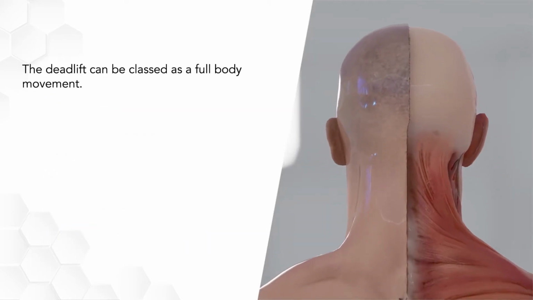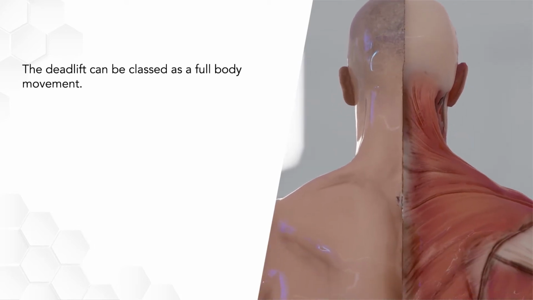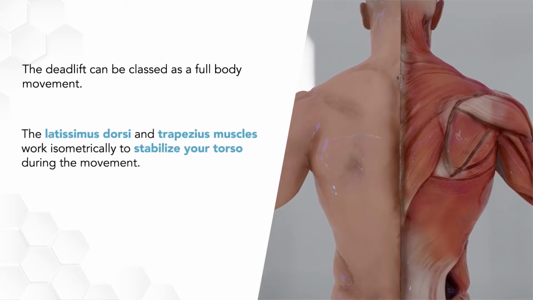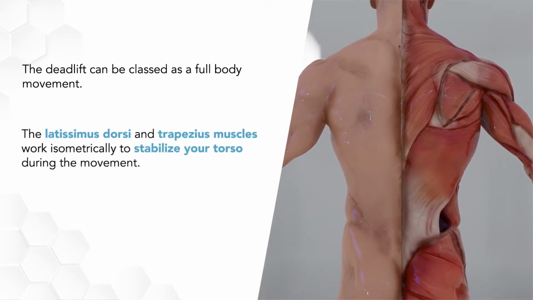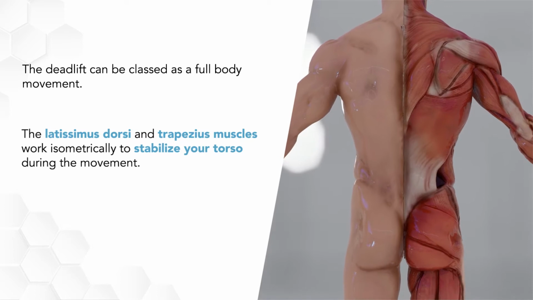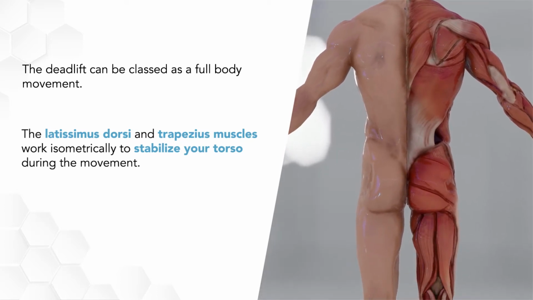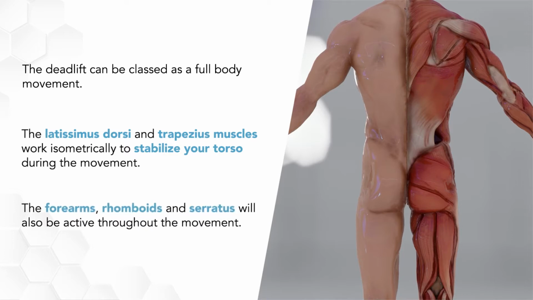The deadlift can be classed as a full body movement as there are several other muscles in action during the deadlift. The latissimus dorsi and trapezius muscles work isometrically to stabilize your torso during the movement. Much like your lats and mid-back, your erector spinae muscles will work to keep your back straight and stable, encompassing the whole core control aspect along with your abdominals. The forearms, rhomboids, and serratus will also be active throughout the movement.